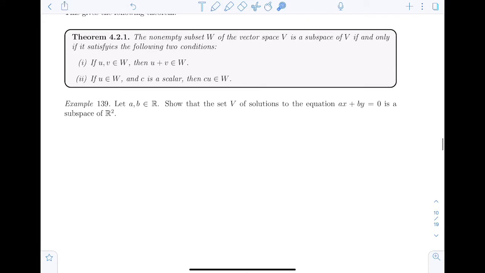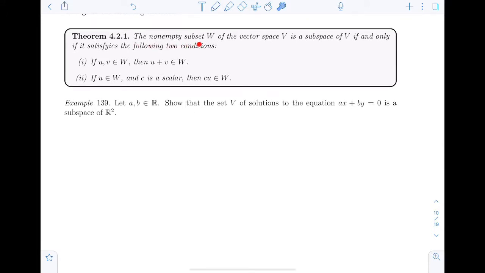And so here is a theorem. A non-empty subset W of the vector space V is a subspace of V if and only if it satisfies the following 2 conditions. That is, axiom number 1 and axiom number 6. So both of the closure conditions. All you have to do is verify that it stays within the subset. And so here's a good example to help us get through that.